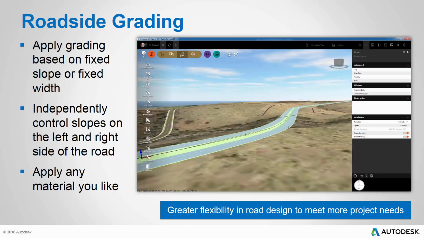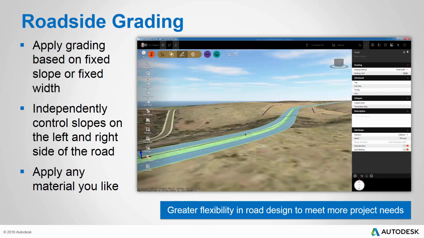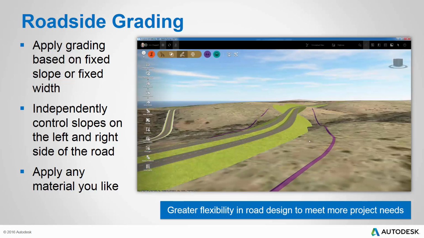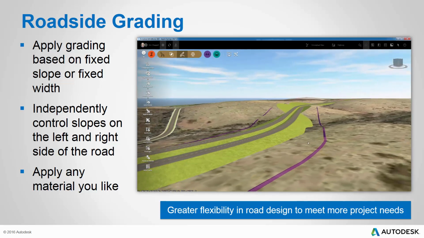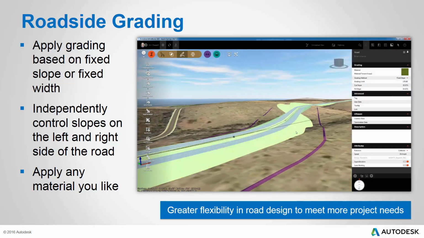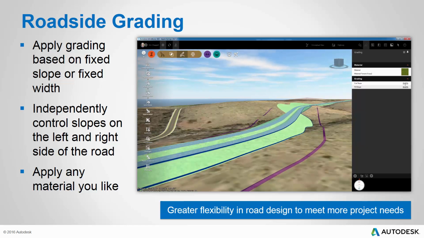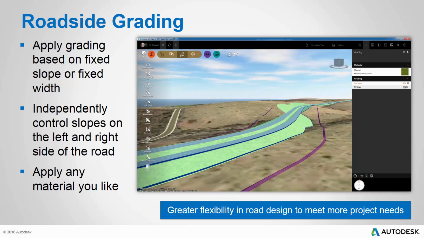With the new release of InfraWorks 360, you can add roadside grading to your road designs. I'll start by changing the grading method from fixed width to fixed slope. You'll see now that InfraWorks 360 is providing a 3-to-1 constant slope on both sides of the road. I can also click one side or the other and have settings that apply to just that side. For example, I could change the cut and fill slopes to 50% for this side of the road.